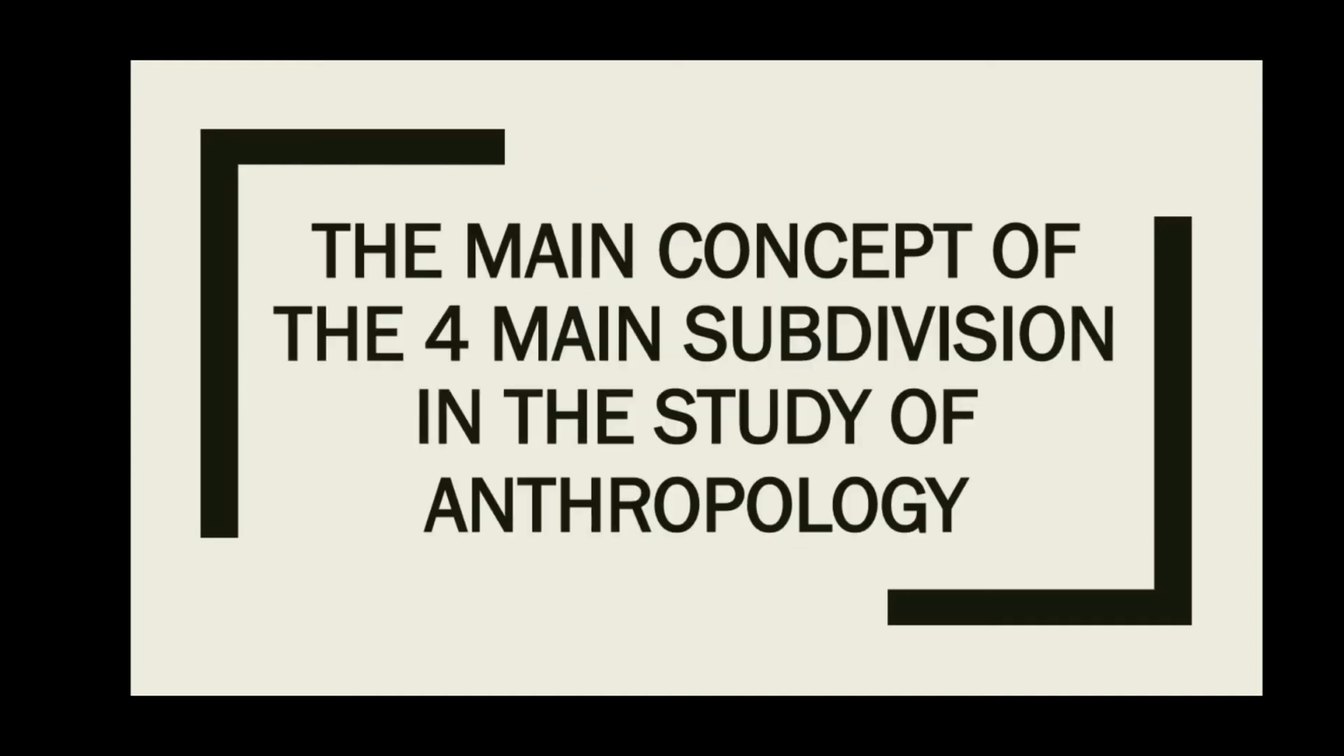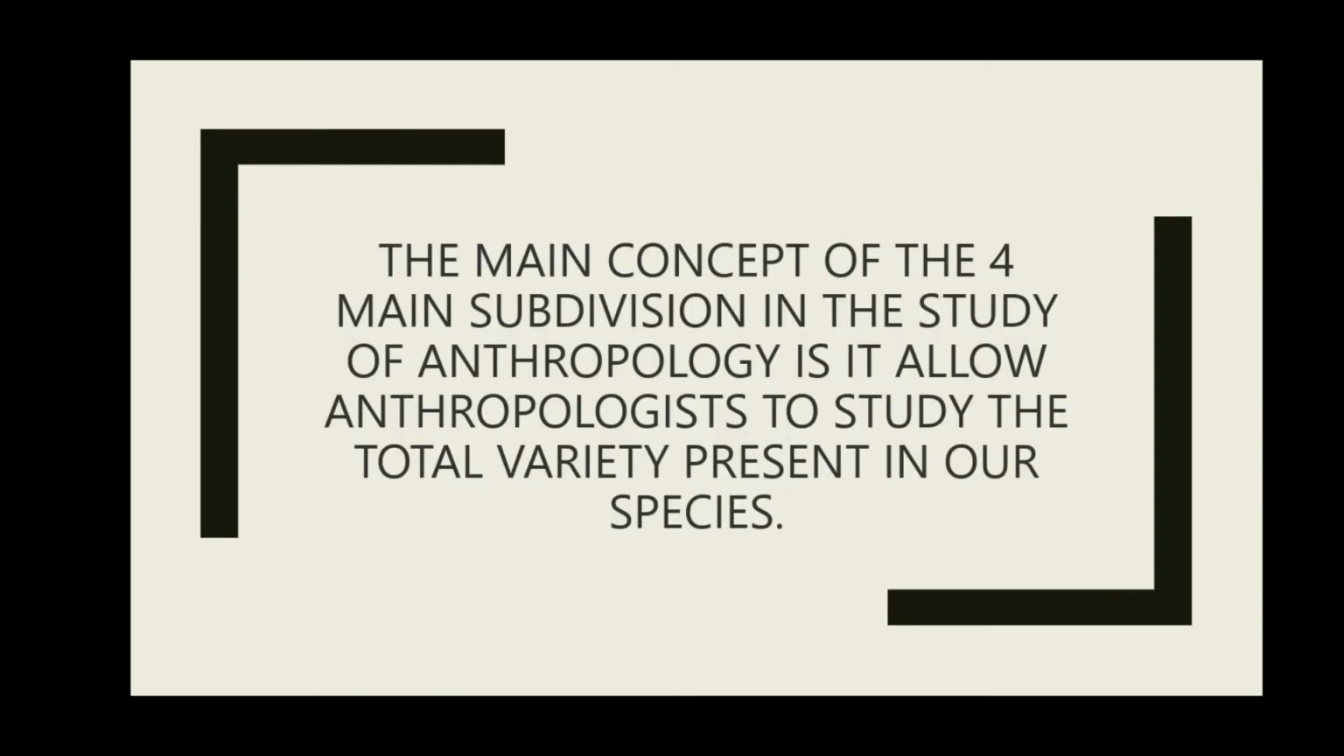What is the main concept of the four main subdivisions in the study of anthropology? The main concept is that it allows the anthropologist to study the total variety present in our species. This seems to appropriately summarize the nature of anthropology in depth, and the ability of this discipline to provide a holistic approach to the study of humankind.